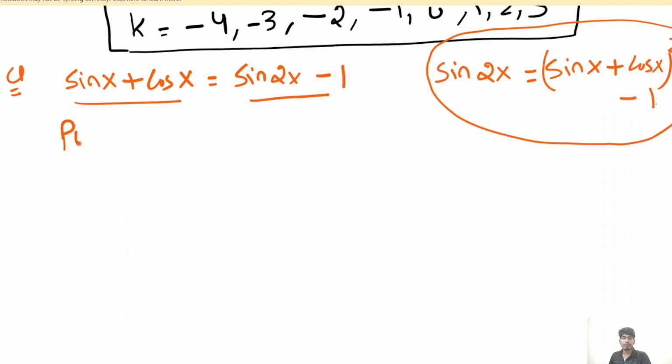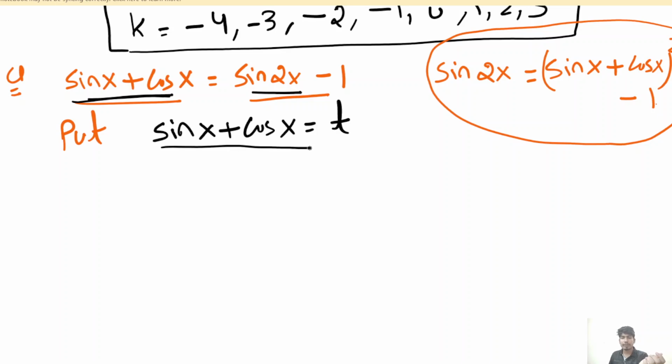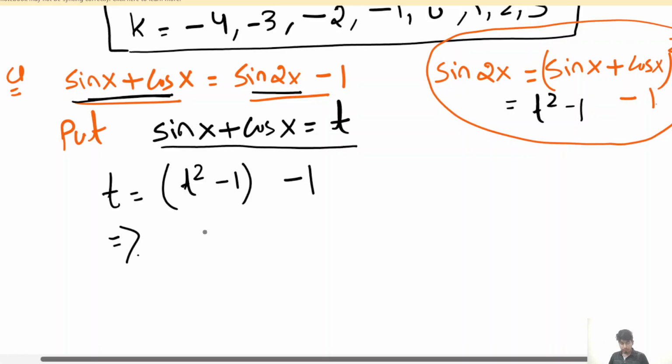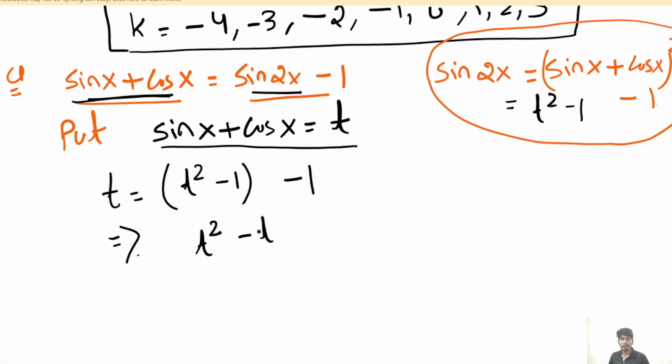Then put sin x plus cos x equal to t. In any question, if sin 2x and sin x plus cos x both exist, then put sin x plus cos x equal to t. Remember it. Then sin 2x is t square minus 1, and here is minus 1 also. Then we get t square minus t minus 2 equal to 0. Find the value of t.